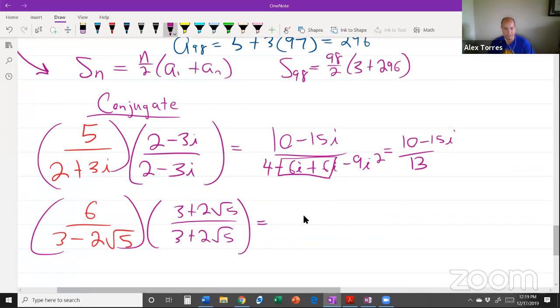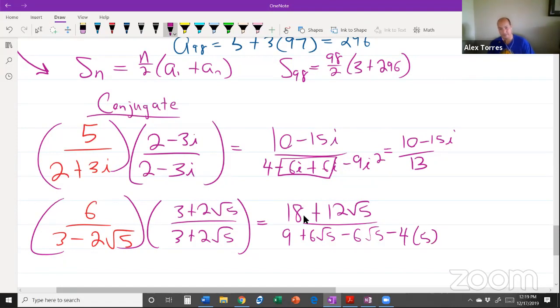Similarly here, we can distribute the top. 6 times 3 is 18. 6 times 2 radical 5 is 12 root 5. And then on the bottom, first times first, outer times outer, inner times inner, last times last. So 2 root 5 times 2 root 5 is 4 times 5. Root 5 times root 5 is 5. These cancel just like we had in the i example. 4 times 5 is 20, so 9 minus 20, -11. 18 plus 12 root 5 over -11, and that would be how you would use the conjugate to solve when you have a binomial denominator.